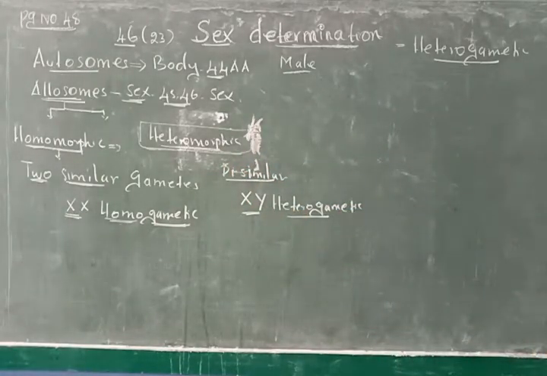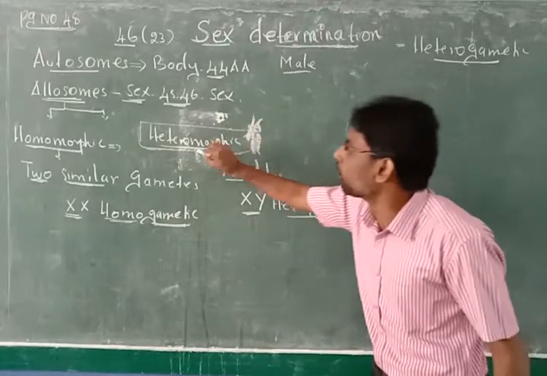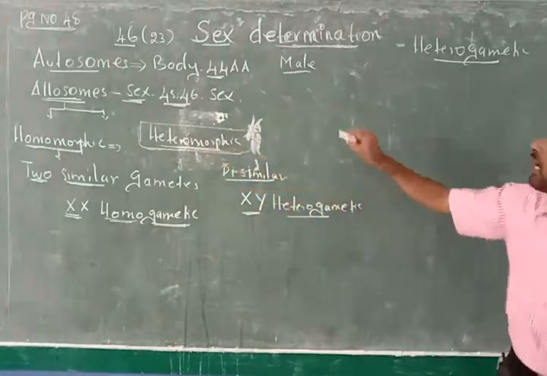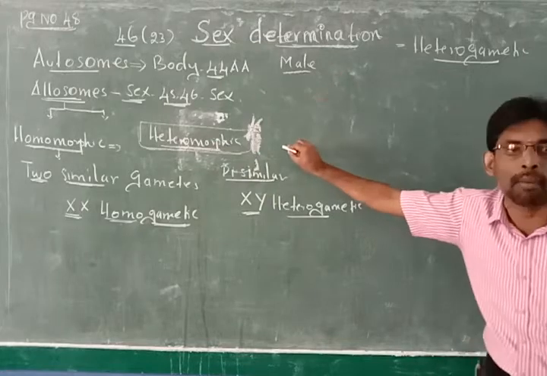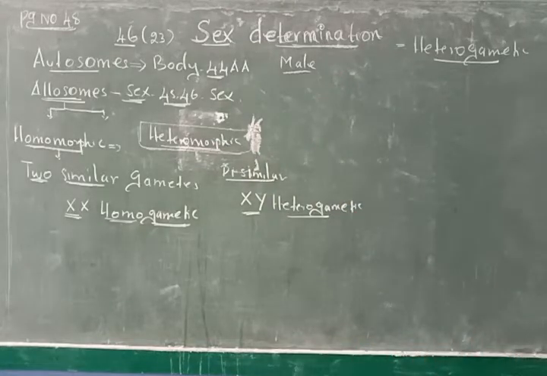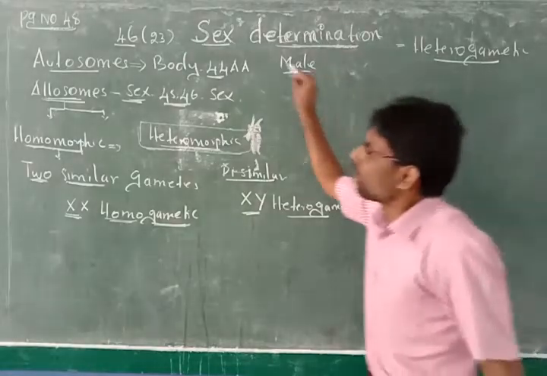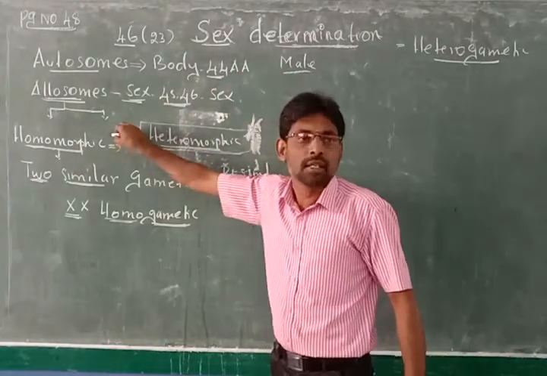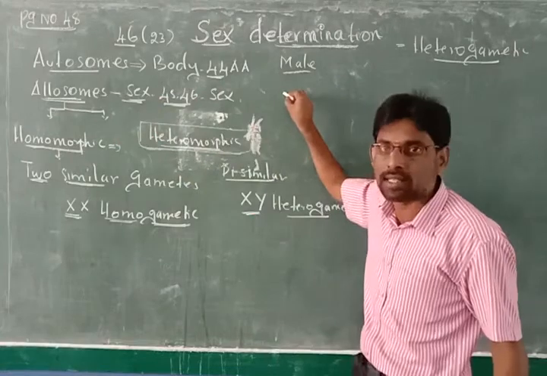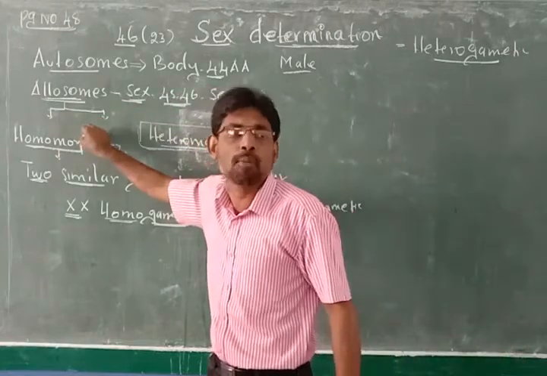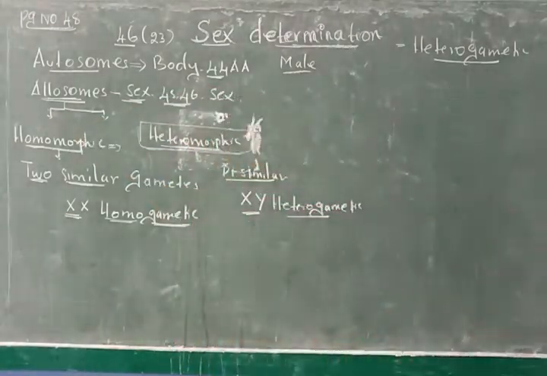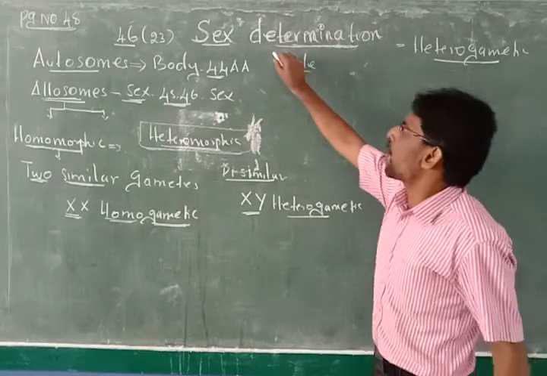Number two: whichever sex has the heterogametic condition decides the sex of the individual. If the male has heterogametic chromosomes, the male is responsible for deciding the sex of an individual. Suppose a female has heteromorphic chromosomes, then the female is responsible for deciding the sex of an individual. Is that clear? Understood?